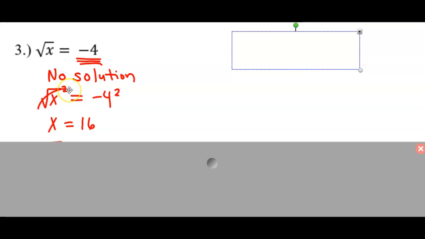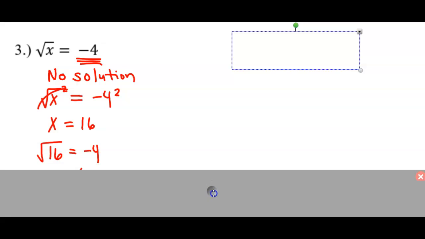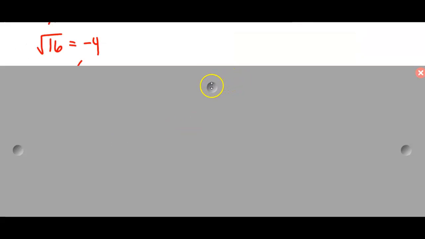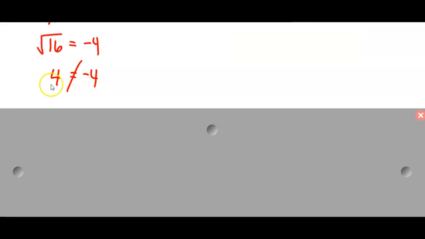If I got rid of the radical symbol, so this is just checking it, and I did -4 squared, I would get 16. Well, the square root of 16 does not equal -4, and so that's why it's no solution, because the square root of 16 is 4, and 4 is not -4. So it can't work, and that's your proof why.